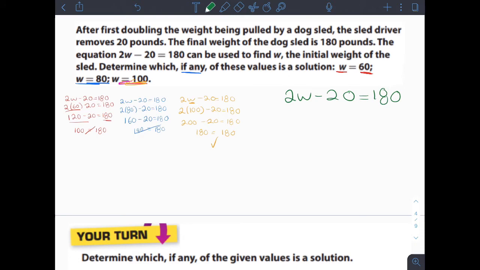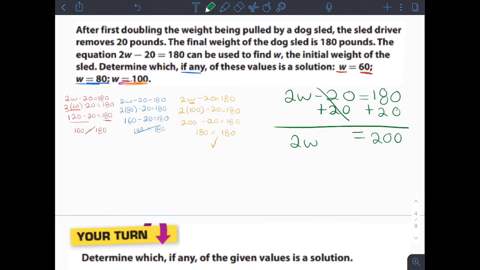First step, cancel out our subtraction with addition. And remember, when you do it on one side, you do it on the other. So you'll cancel your 20s, bring down your 2 times W, and then 180 plus 20 will be 200. Remember, everything has to be aligned. And then we go to our next step.